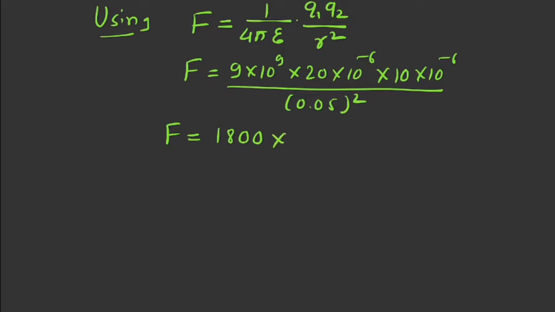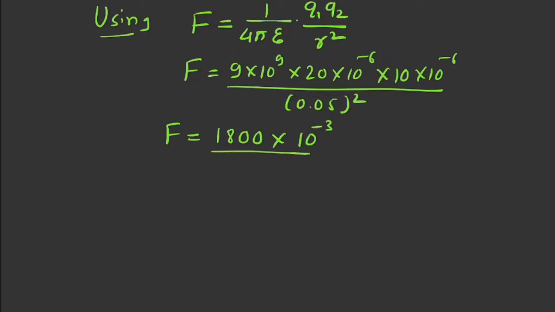1800 into 10 to the power. Now see here, here 10 to the power 6 is there, 10 to the power minus 6 is there. Now what is 10 to the power minus 6 into 10 to the power minus 6? It is 10 to the power minus 12, isn't it? Now also 10 to the power minus 9 is there. So 10 to the power 9 into 10 to the power minus 12 becomes how much? Tell me how much it is? Yes, it is 10 to the power minus 3, isn't it?